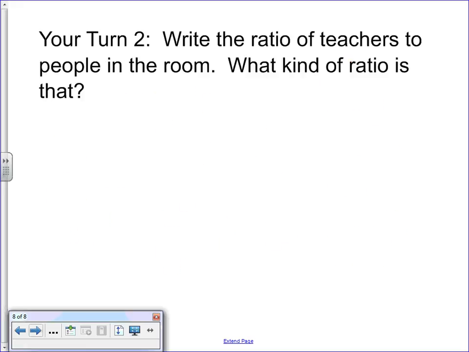Now, here's another one. Okay. This time I want you to write a ratio of teachers to people in the room. Take a look around, and the answer is going to be different for each class. So we'll kind of talk about what we would get there. But for the most part, you should have very similar answers from class to class. So we'll go ahead and write the ratio 3 different ways of the teacher to the number of people in the room. And then also name the type of ratio, whether it's part to part or part to whole. So go ahead and hit pause and hit play when you're ready.